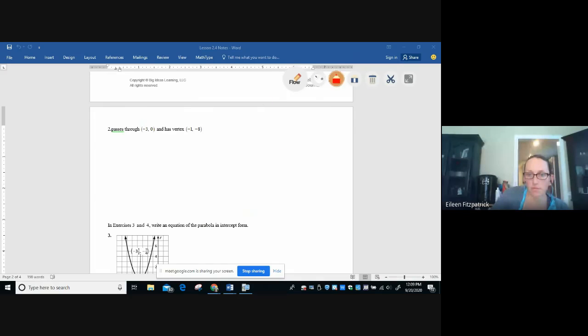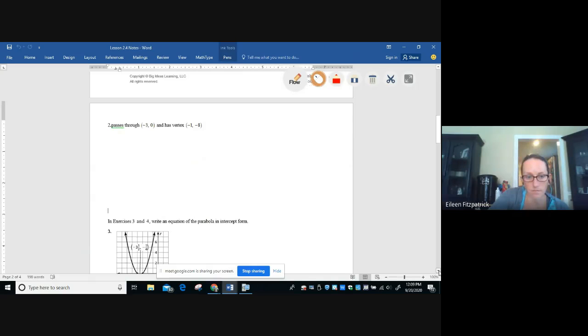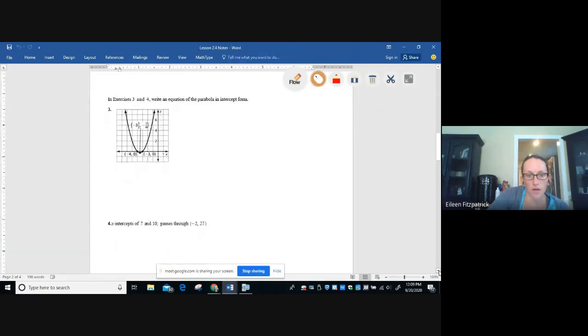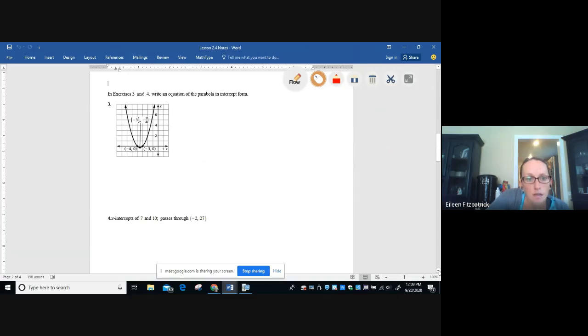The next problem. So you're given the vertex and 2 points, and you're asked to write an equation in intercept form. So make sure you read the directions so you know what form you're supposed to be working in. Okay, so intercept form, Y equals A times the quantity X minus P times the quantity X minus Q.